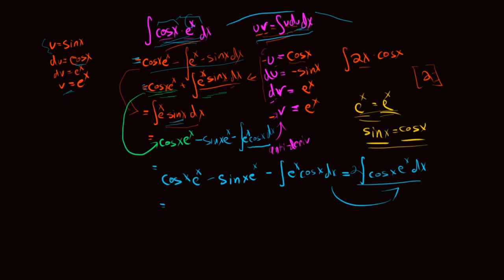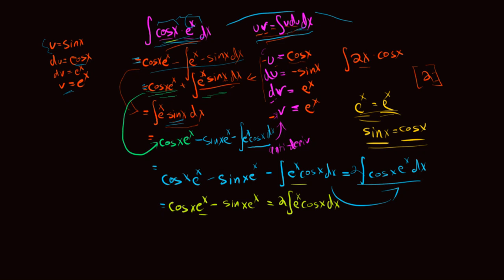So we'll have, time for a color change. I like yellow. So cosine of x e to the x minus sine of x e to the x is equal to 2 times the integral, because remember we added this term and this term when they're the same term, so we'll get two of them, right? I hope you can understand that part. Sometimes it may be confusing, but I think it'll be fine. dx. So we're here so far.